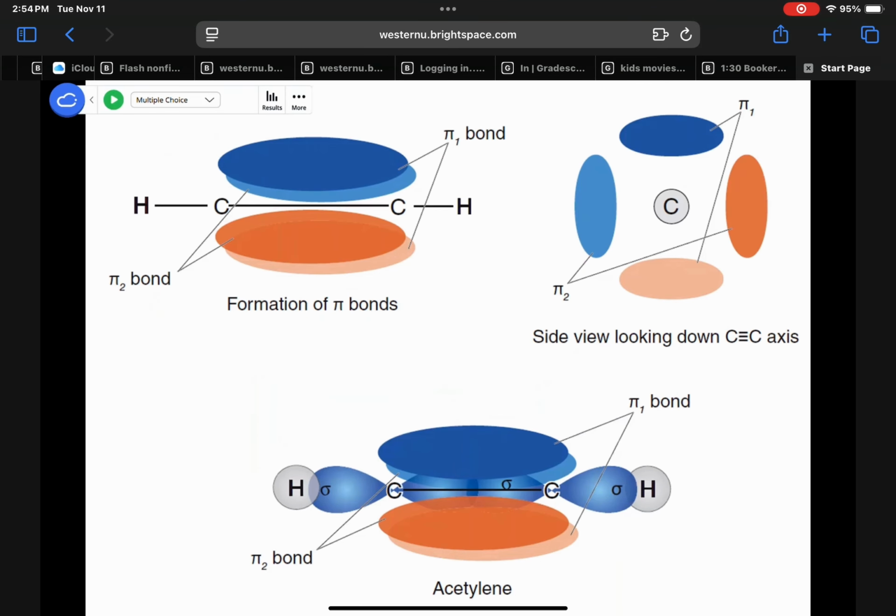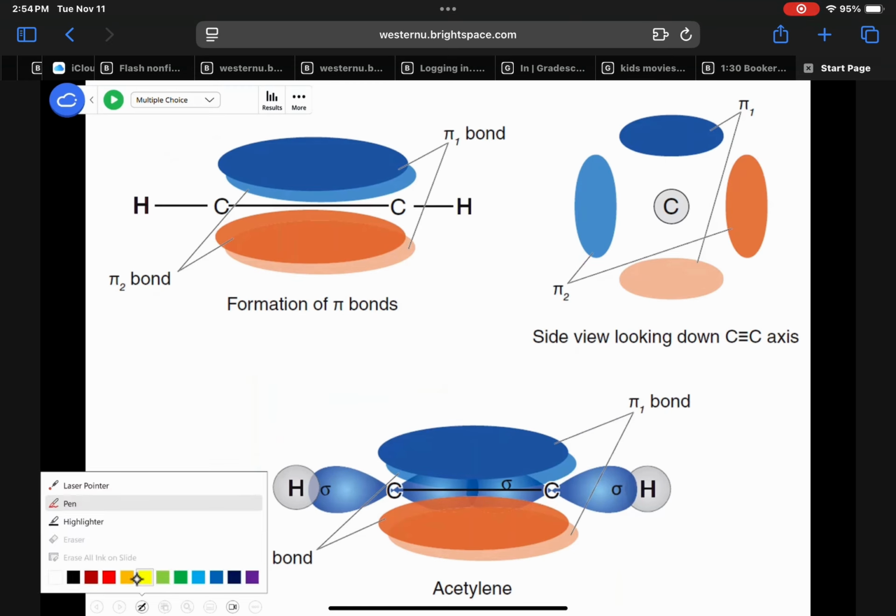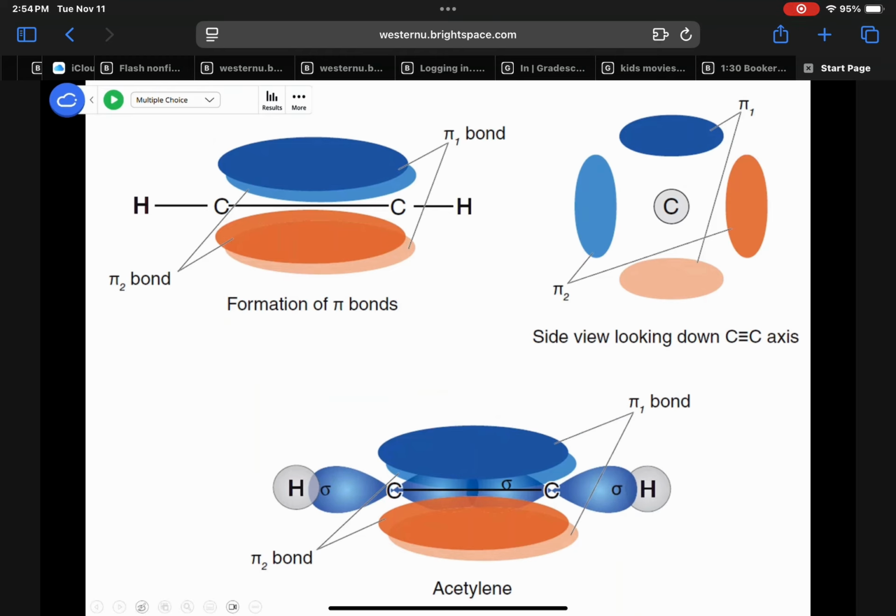So we have different ways to visualize this. I think it's really helpful to play with the model to be able to visualize how we have overlap this direction, straight up and down, how we have overlap straight towards you. Those are our 2 pi's, and then we have sigma overlapping head on head.